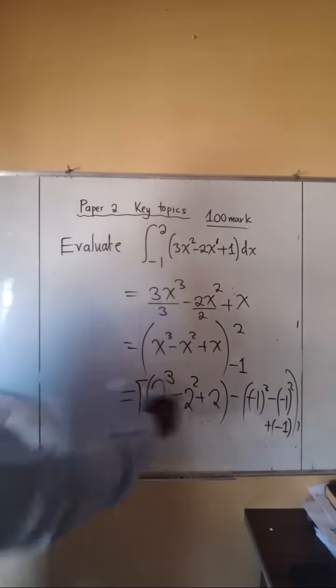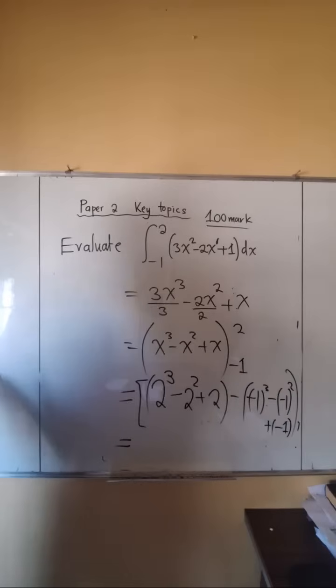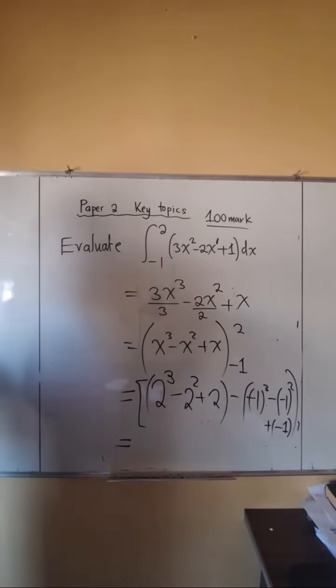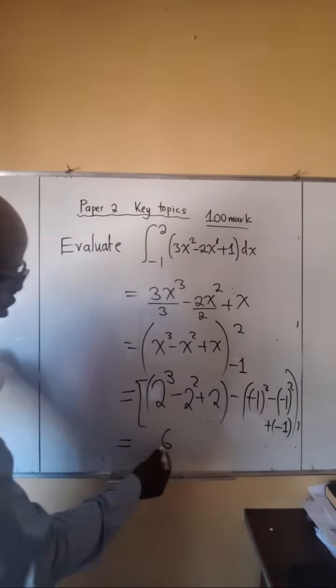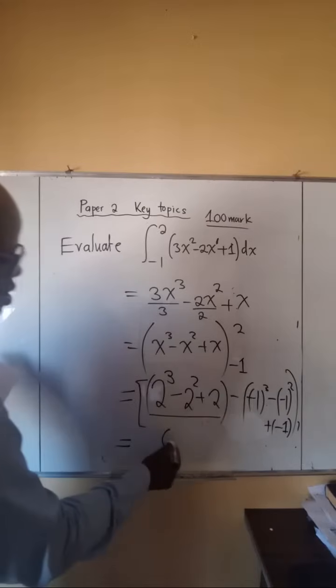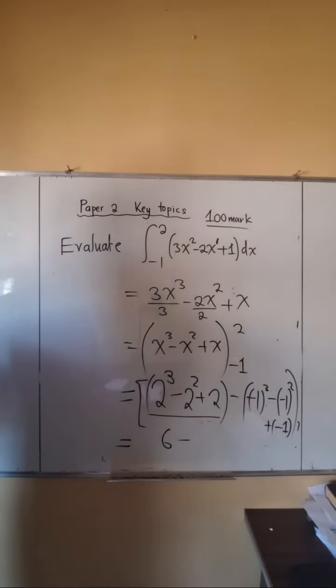So here, it will be 2 power 3, so 2 power 3 minus 2 power 2 plus a 2. This, of course, is giving us a 6. I guess that's what you're getting. For all these, we're getting a 6. And then we say minus.